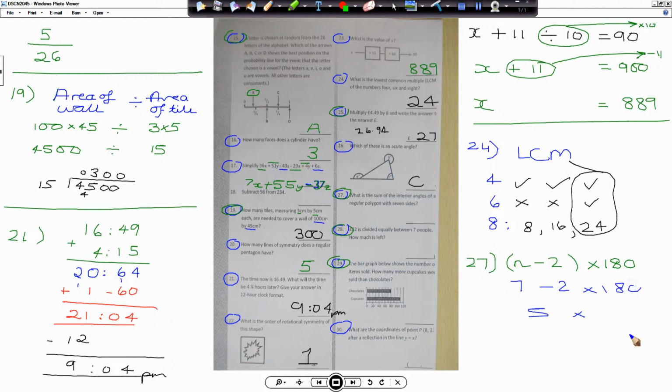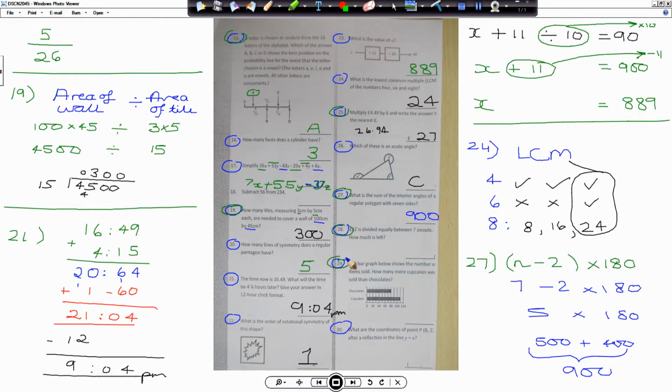Let's break that down into small pieces. 5 times 100 is 500, and 5 times 80 is 400. So altogether the answer is 500 plus 400, which is 900. Did we get that right? Yeah.